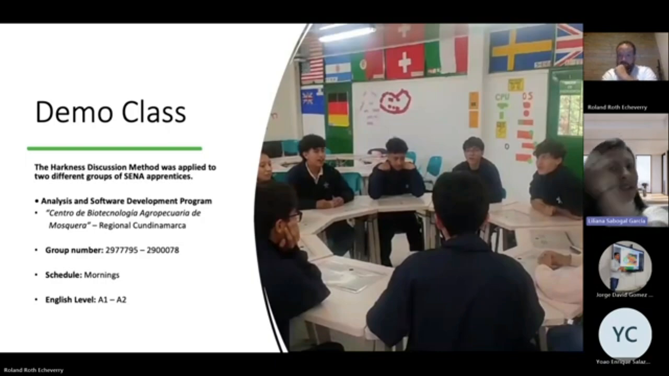And there you can see the numbers of the groups. I want to remark that the English level was A1, A2. And the methodology was the following. Students were given a short passage about the hardware history overview. And then, in the whole class, we discussed the vocabulary they didn't know.